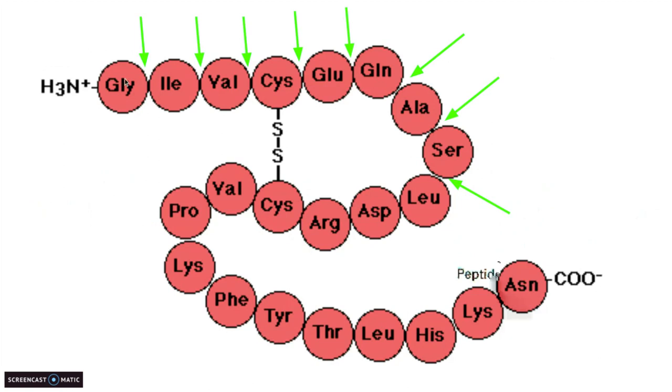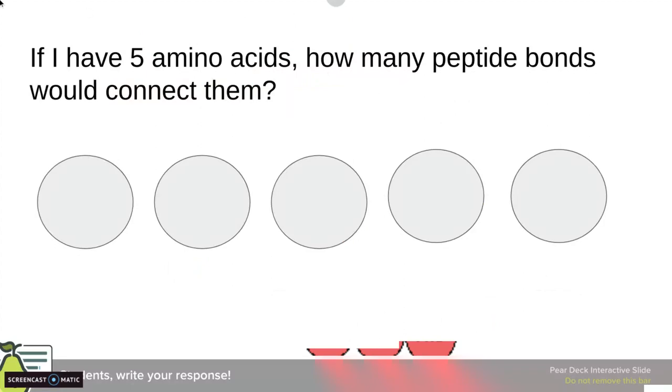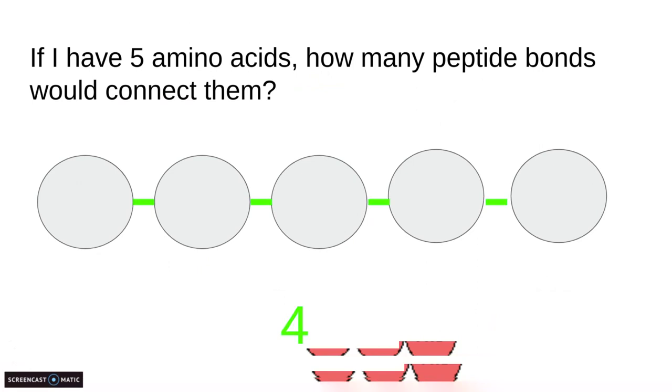So take a look at all of these. This is just another way to draw an amino acid chain or a protein. So these are all amino acids, and in between each one of these, there would be a bond, a peptide bond. So if I had 5 amino acids here, how many bonds would connect them? If I wanted to connect them all in a line, we would have 4. 1, 2, 3, 4. So you're always going to have one less bond than the number of amino acids that you have.